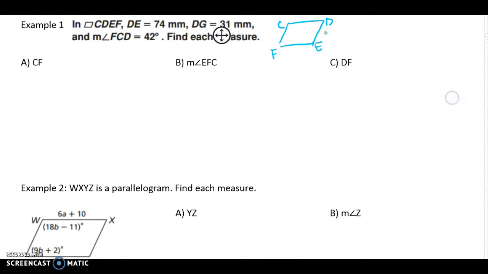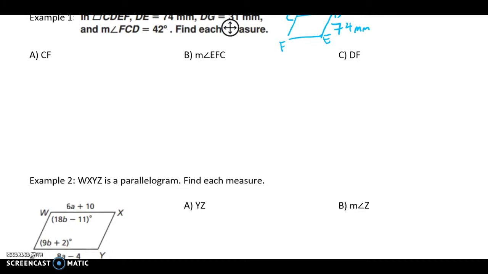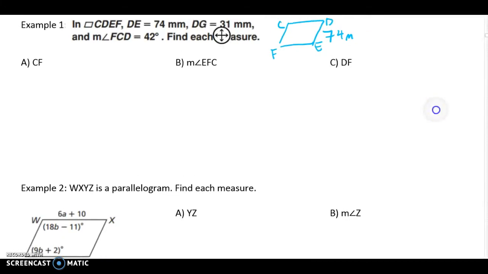We know DE is 74 millimeters, and that's a side, not an angle. Oops, 74, not 77. Remember, never put sides and angles together, all right? We know that DG is 31, and something I forgot to write down here, G is going to be this point right here where the 2 diagonals meet. Sorry about that. Okay, so we know DG is 31, so let me go ahead and write that in.